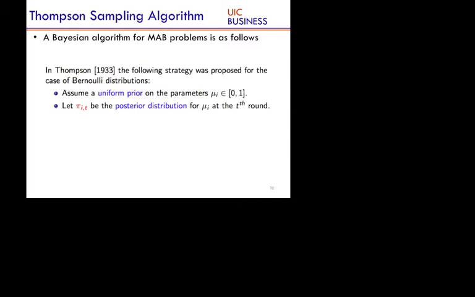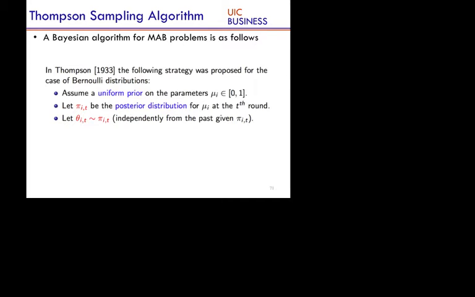So now I'm going to have posteriors, and this posterior is going to be a function of the time index, right? That's being represented as pi I of t. So at time index t, I have a posterior distribution pi I for the parameter nu I, which is the parameter of that Bernoulli. And I have these posterior distributions for each of my arms. In this case, I have 2 arms, so I have 2 posterior distributions.